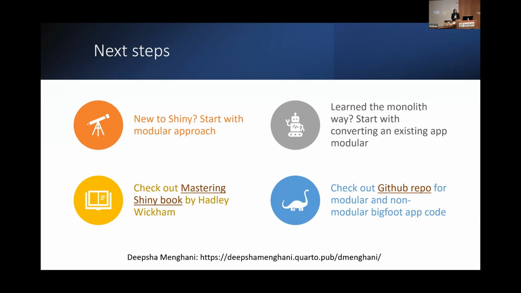There's a Mastering Shiny book by Hadley Wickham, also like all their books. It's amazing. And all the code that I shared today is in the GitHub repo. It has an app modular and an app non-modular, both files create the same Shiny application that you can compare and contrast. That's it.